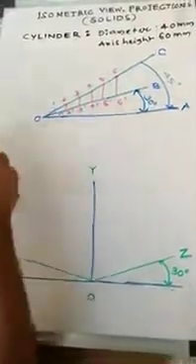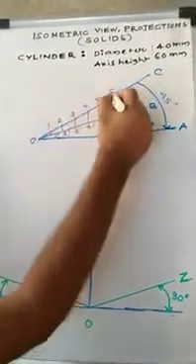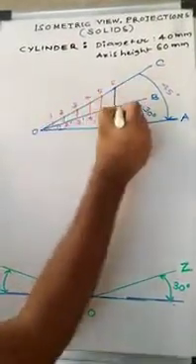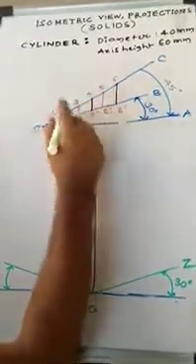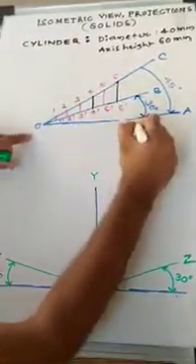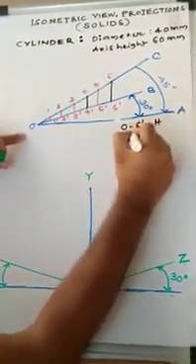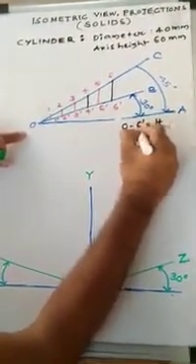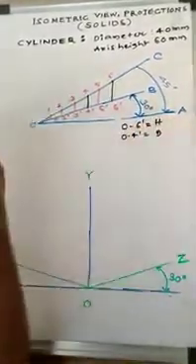Now we want to consider only these two things: O2 6 dash and O2 4 dash. This is O2 6 dash, the height. O2 4 dash is its diameter.